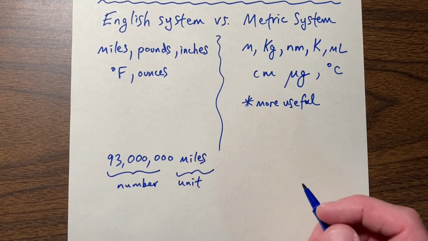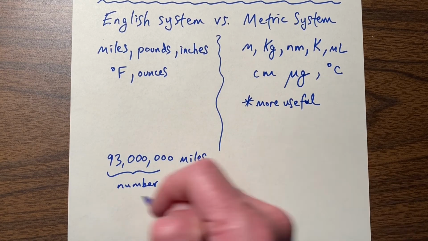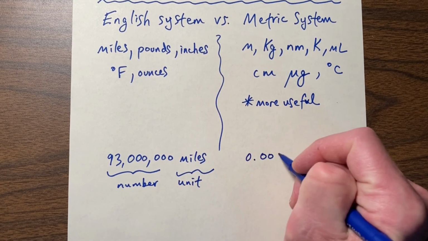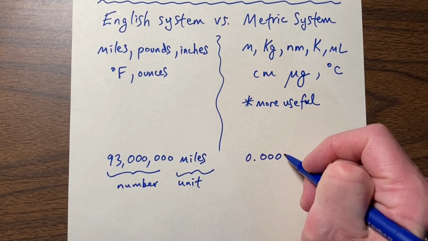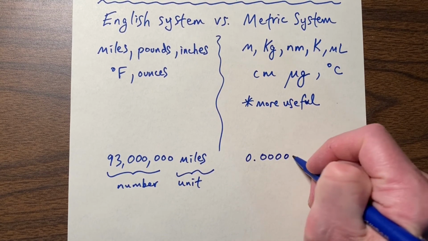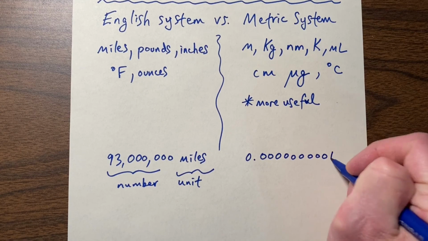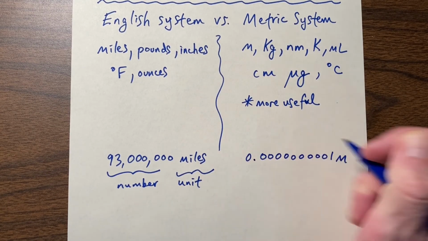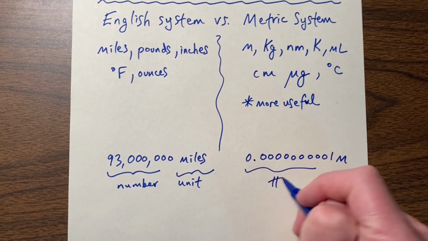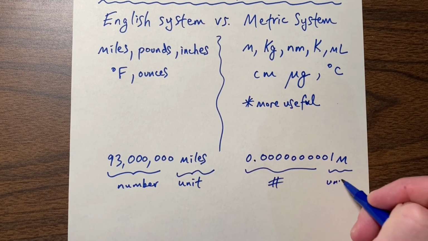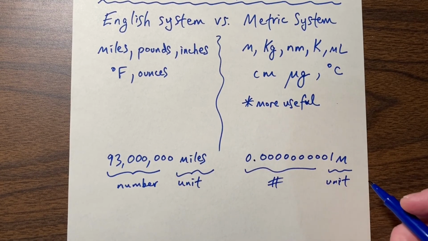You might express something large like that, or you might need to express something small, like the size of an atom, which would be something like 10 to the minus 9 meters, 9 zeros and the number 1. You got the number and you got the unit. So never leave units off numbers.